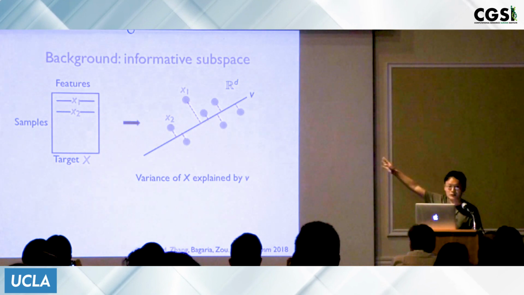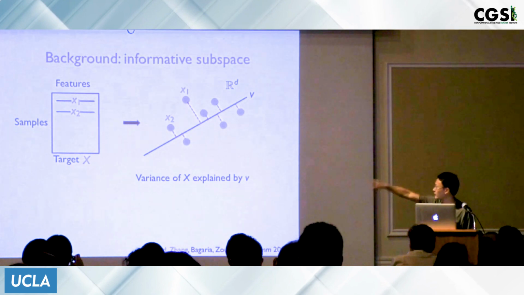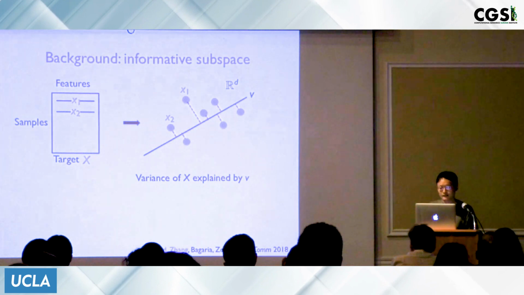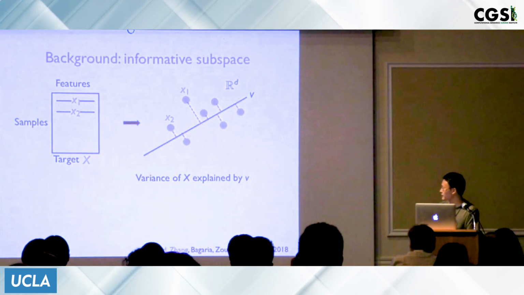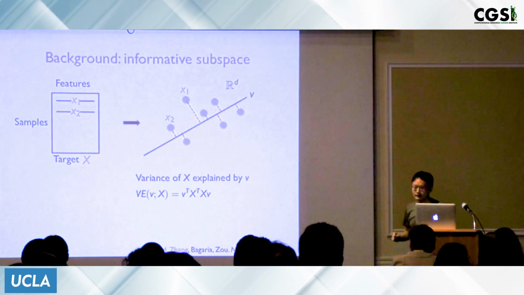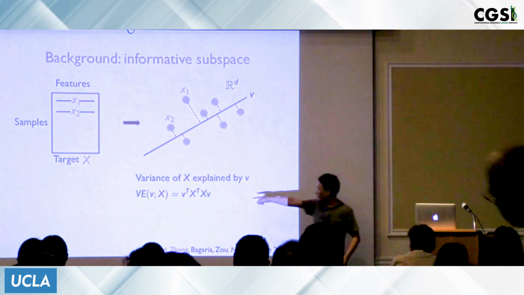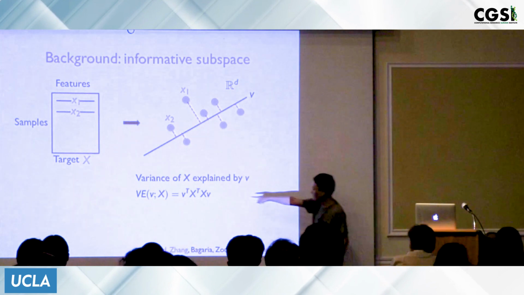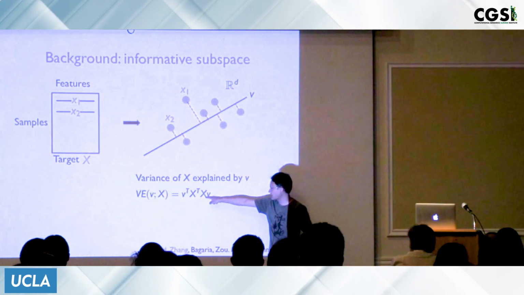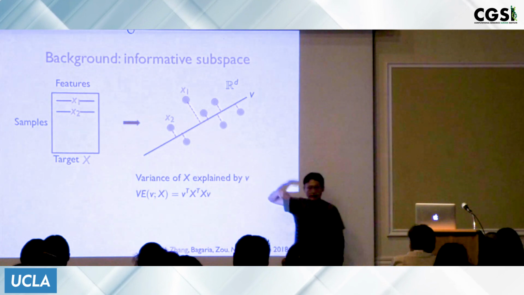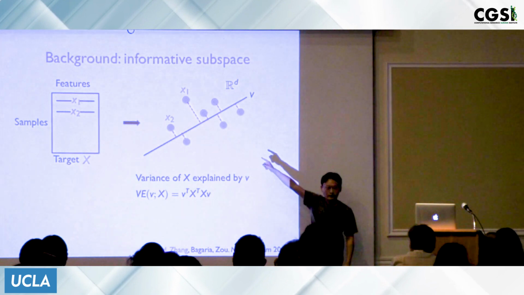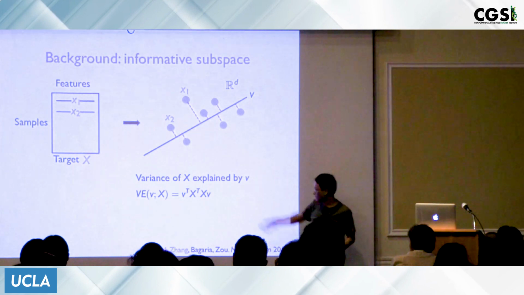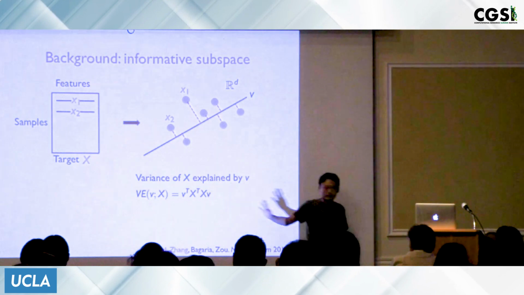If I have a particular direction V, a particular vector V, I'm going to project each of my data points onto V. And I'm interested in what is the variance of X that can be explained by V. That's simply given by this formula here. It's very easy to parse. X is my data set. X times V is the projection onto this direction. And since I'm interested in variance, which is a square, I'm just going to square this. And that's my variance explained.